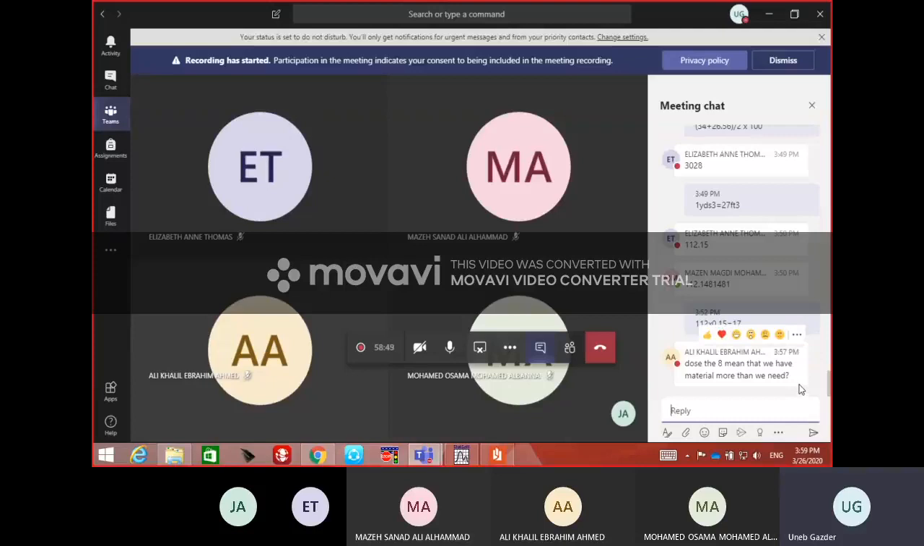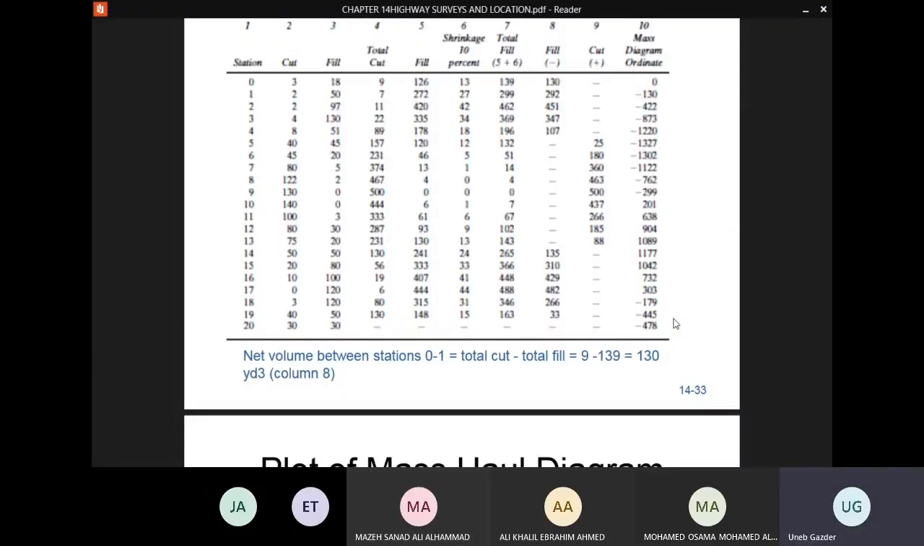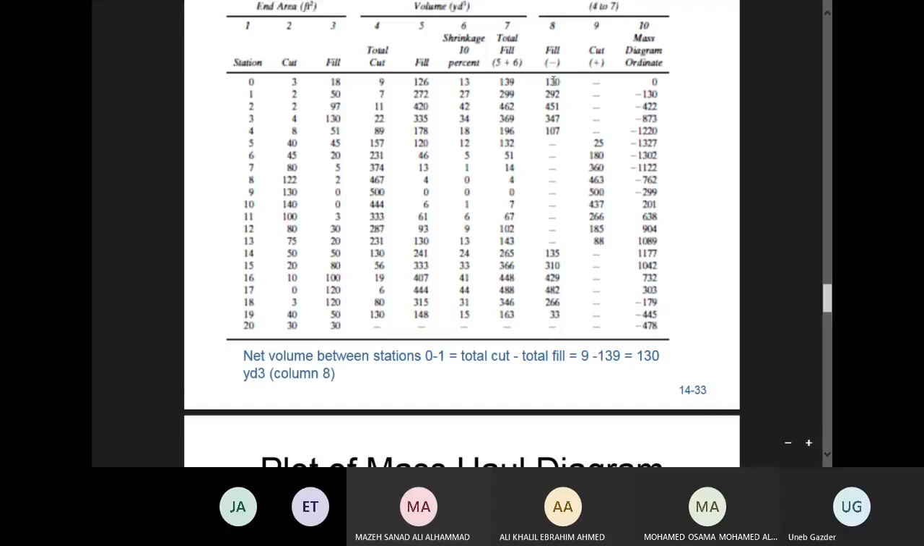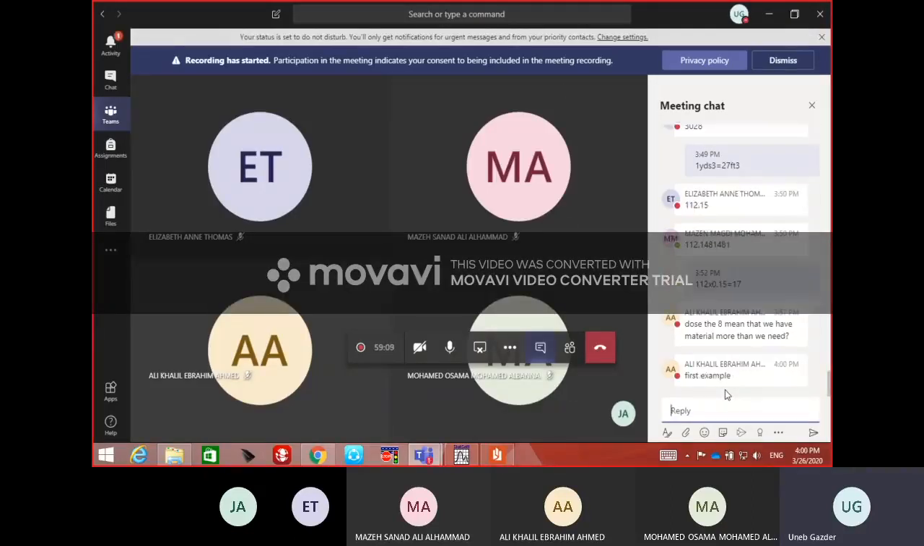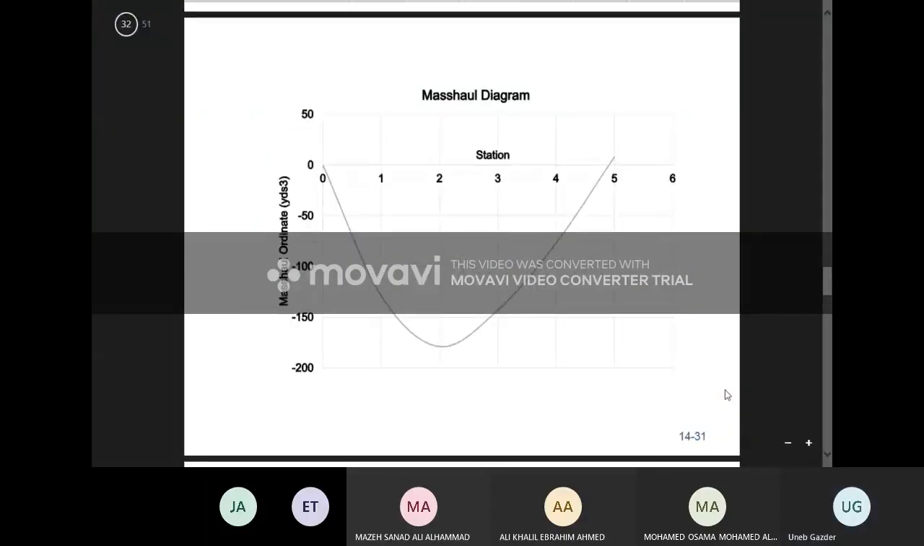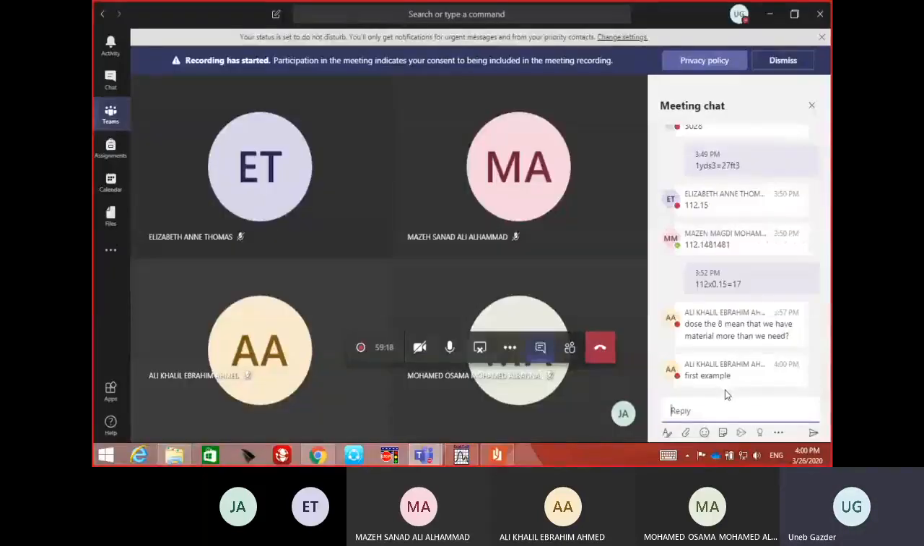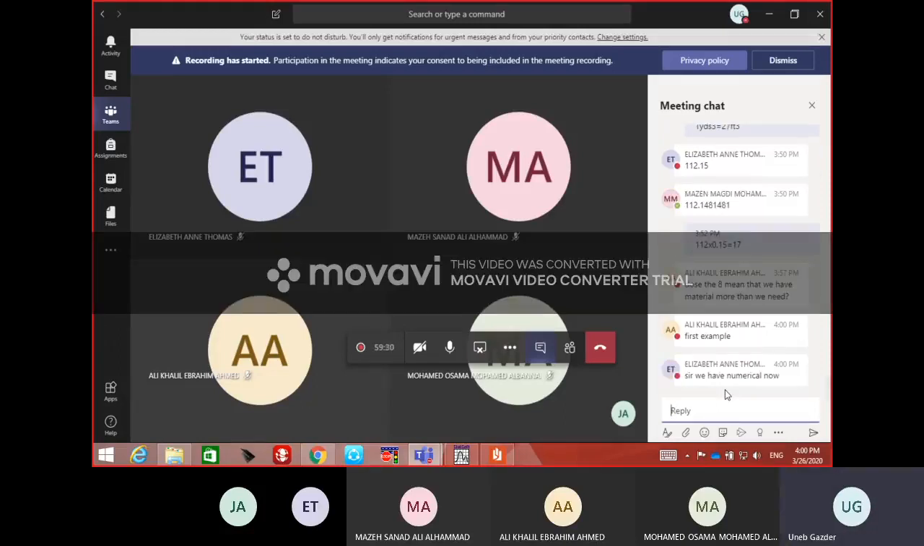Does the 8 mean that we have more material? No, you need more material. Which 8 are you talking about? Column 8? The first example. Yes. You have more cut material on the site. So you excavated more and you filled less. So 8 cubic yards of material is still on the site. You have to dispose it. You have to throw it somewhere.